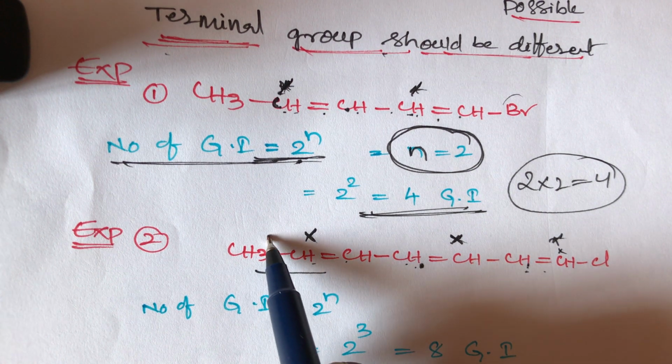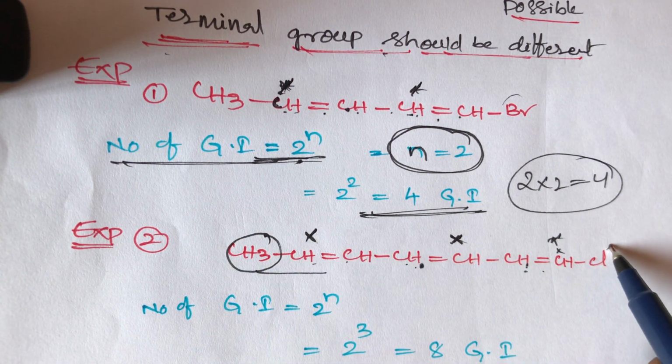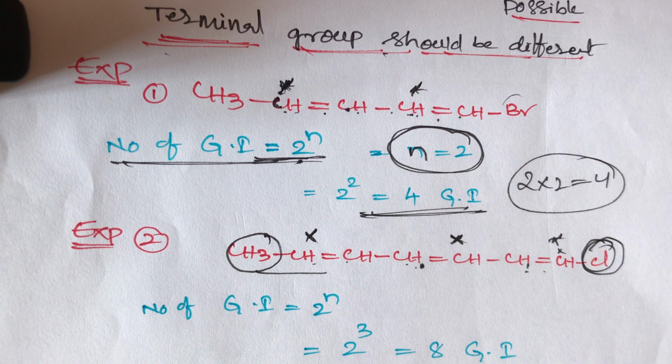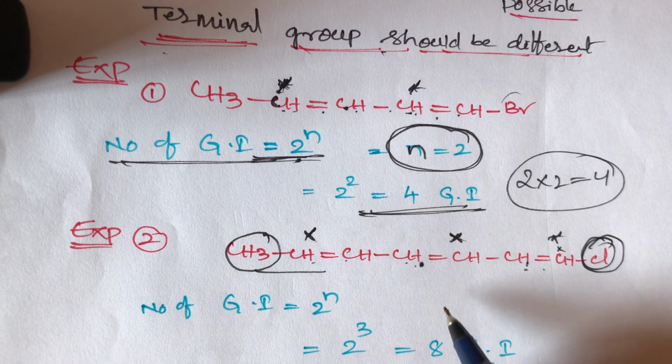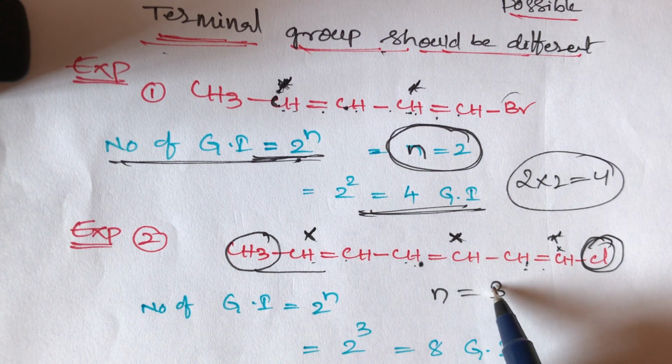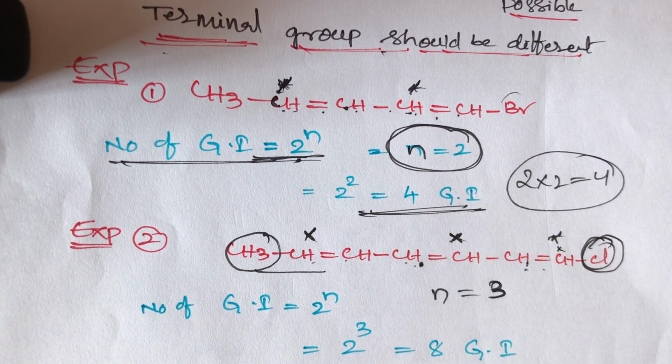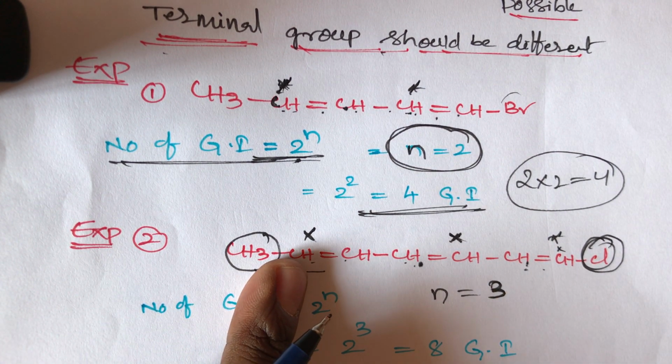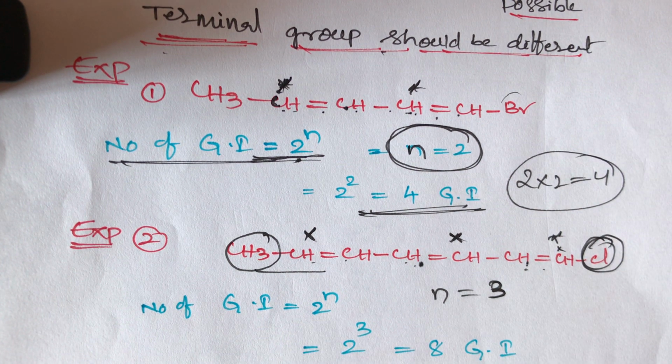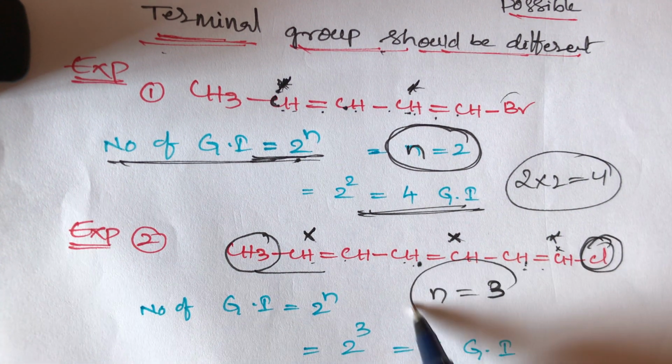So here the terminal group is a methyl group. Here the terminal group is chlorine. Both are different, so that's why it will show geometrical isomerism. Now what is the n value here? n is equal to 3. Why? Because 3 double bonded carbons will show geometrical isomerism. So that's why n is equal to 3.